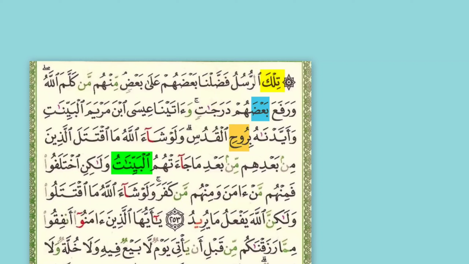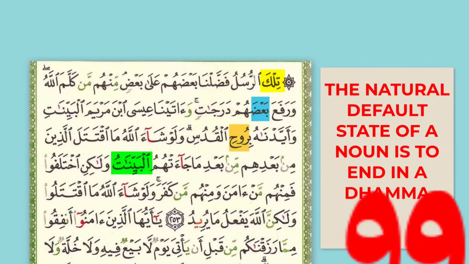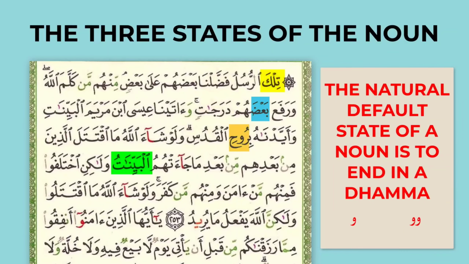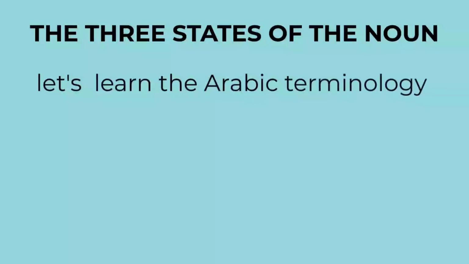It will tell you. In its natural course, in its natural form, all the nouns always end with a dhamma. All the time. They change when something happens in the sentence. When they perform a different function in the sentence, then they change, brother. Let's learn the terminology now.